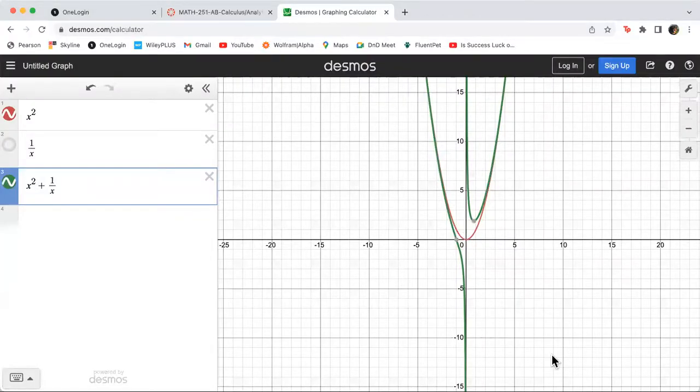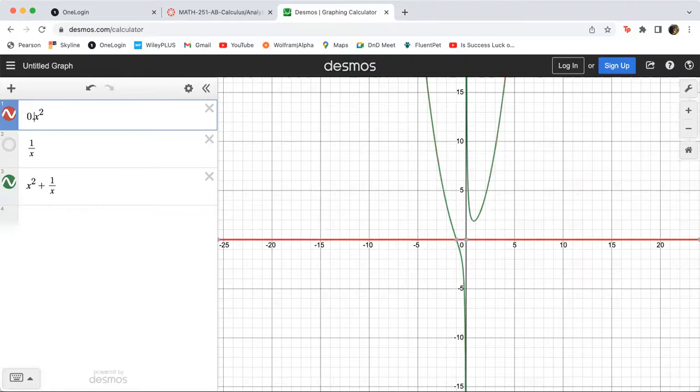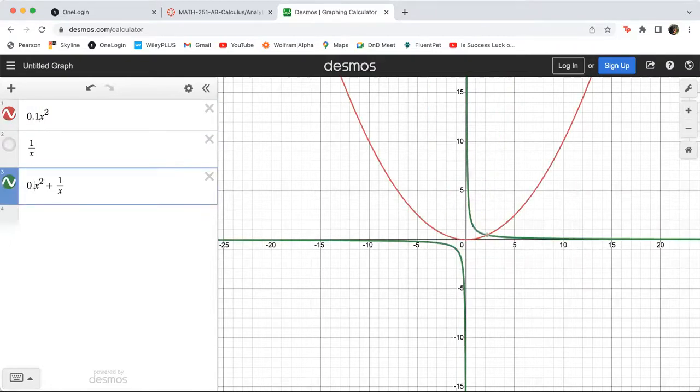That's the way we want to think about this kind of graph. x squared plus 1 over x. That 1 over x puts a vertical asymptote at 0. So if I start moving this around, first of all, I'm going to widen my graph, because here's what I want to do now. I want to take that 1 over x and move the asymptote back and forth.